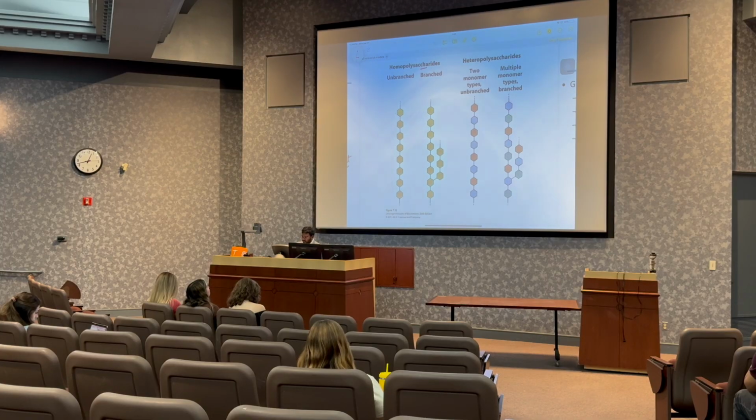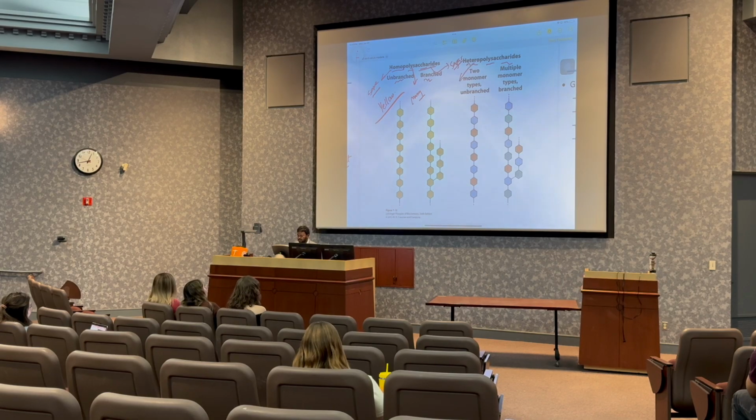See, homopolysaccharides, all are yellow. Who's a fan of Coldplay? So all are the same yellow, and then it could be unbranched or it could be branched. So homopolysaccharides. Homo means same, poly means many, saccharides means sugar. This is homopolysaccharides.